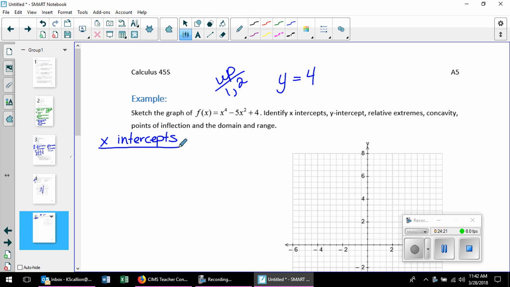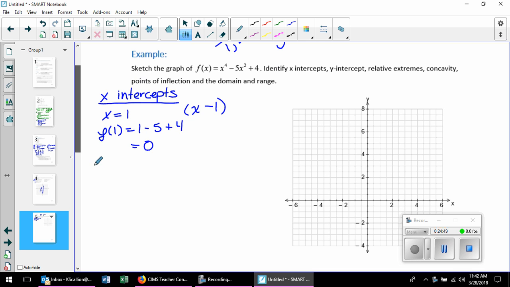Do you want me to give you the factor? X equals 1. So we substitute that in there. You're going to get 1 minus 5 plus 4. Guess what that gives you? 0. So x minus 1 is a factor.